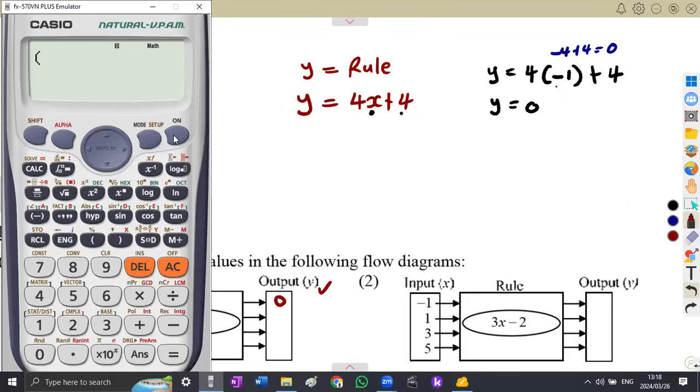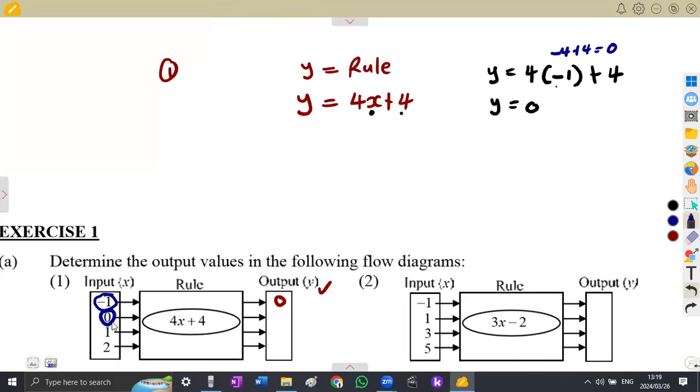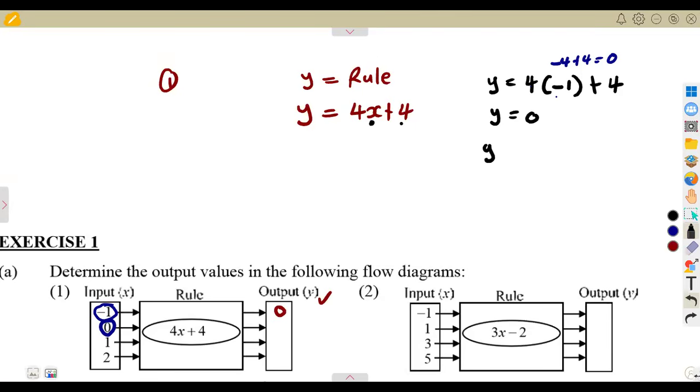You open a bracket 4, then open a bracket into -1. That's -1. You close the bracket plus 4, so that's 0 there. Okay. You move on to the other value that you're given, which is 0. We substitute 0 into the formula that you are given. Y is going to be 4 into where our X was, we put 0, plus 4. On your calculator, you're going to get 4. So this value corresponds with 4.